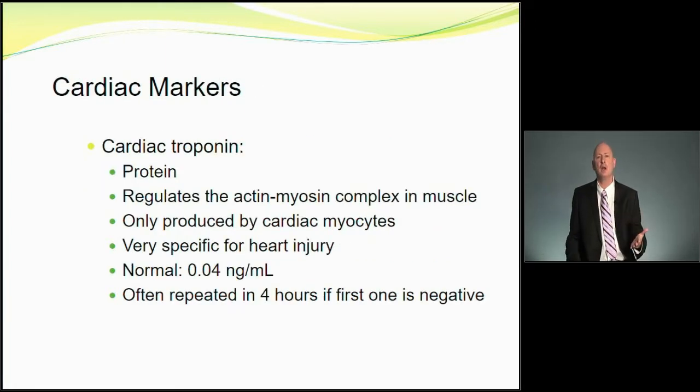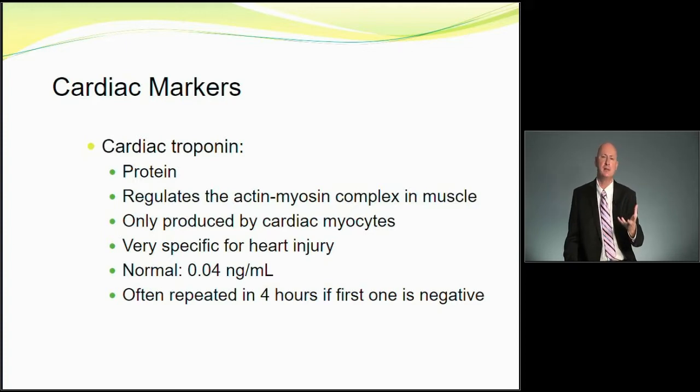So let's first talk about troponin. Troponin is done routinely and is a very reliable source. It's a protein, is what we've learned, and it deals with the actin and the myosin complex in the muscle, helping with all the contraction and the work of the heart. It is a protein only produced by the myocytes, the cardiac myocytes, which are the cells of the heart. So it's very specific for heart injury.